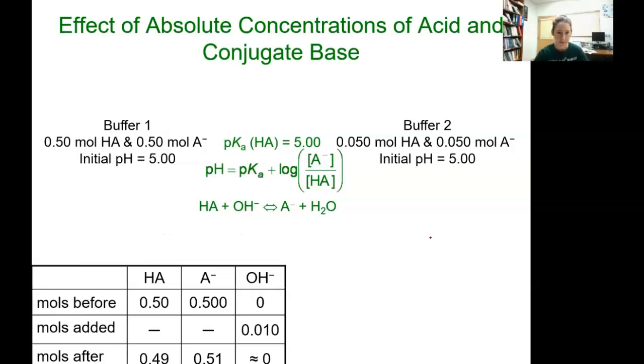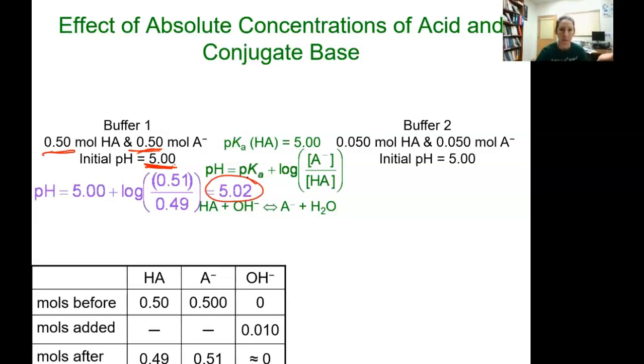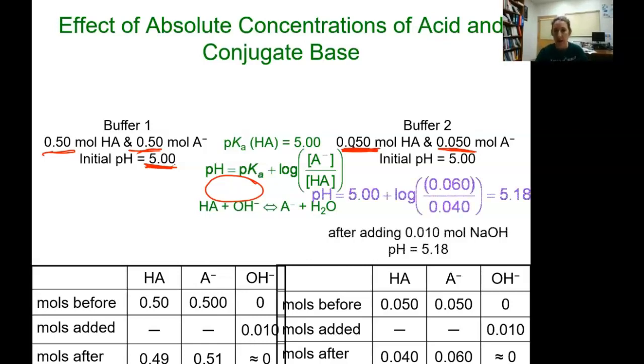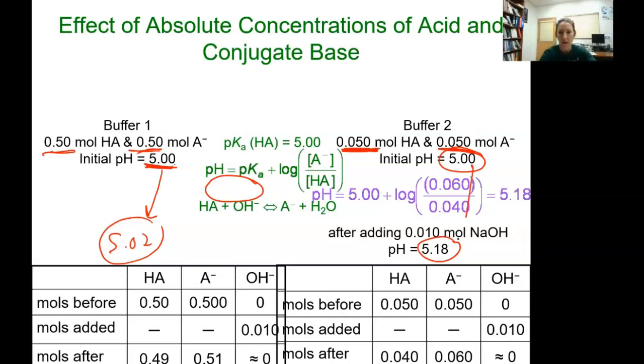So here's another buffer. And again, same thing we just did pretty much. This one is 0.5 and 0.5. Here my initial pH is 5. I'm going to add OH. Changes to 5.02. Barely changes. I'm going to do this again. See the difference here? These are much more dilute. And you can see here the change is 5.18. So the other one changed, it was 5 to 5.02, and this was 5 to 5.18.